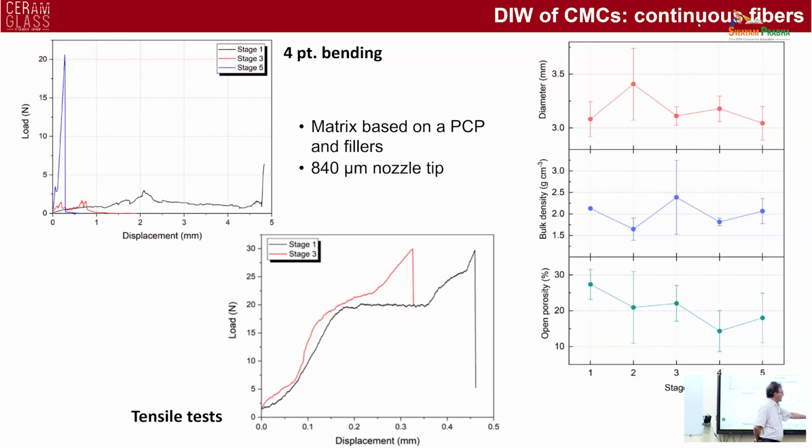The stage means simply the number of post-printing infiltration processes. So this is the original material that contained quite a large porosity due to voids between the fibers and due to the cracks. And then we carried out infiltration steps followed by pyrolysis, and we tested the porosity, the bulk density, and we monitored if we had a change in the size of the filament.